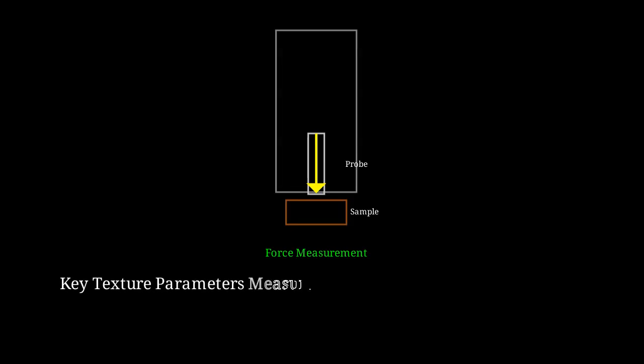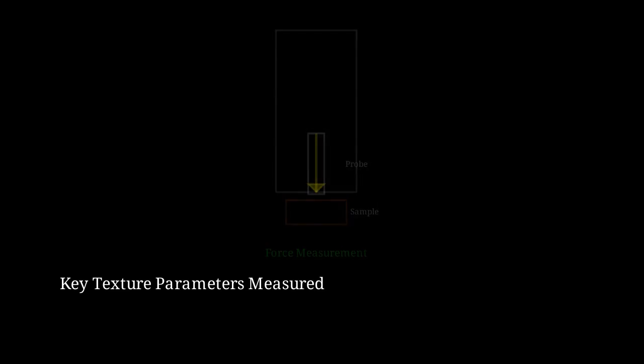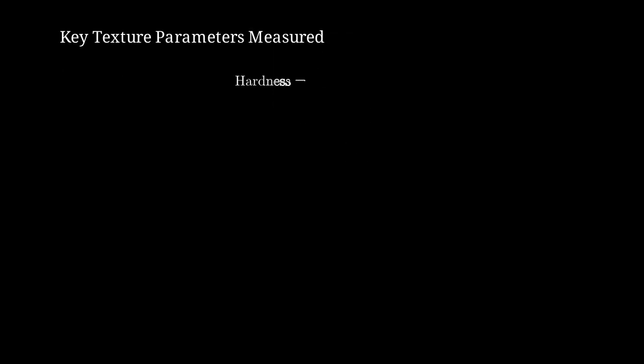The texture analyzer measures several key parameters. Hardness is the peak force during first compression. Springiness measures how well a product returns to its original shape. Cohesiveness indicates internal strength. Hardness is simply the maximum force measured in newtons. Springiness is the ratio of the distance during the second compression to the distance during the first compression.